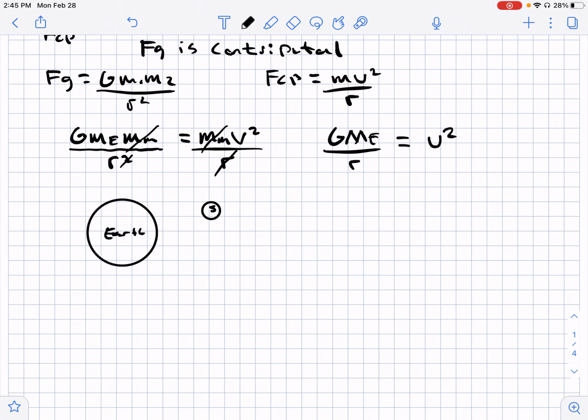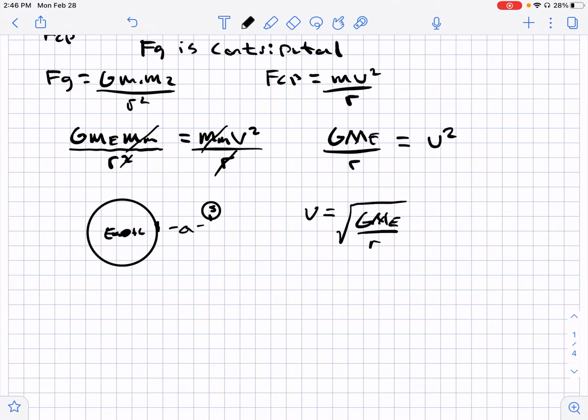Sometimes on your problems they'll tell you the altitude of the satellite. So it'll give you the distance from here to here. There's your altitude. And they're trying to get you to solve for the same thing. We would solve it the same way, where the velocity would end up being the square root of G times the mass of the Earth divided by the distance between them. But remember, the distance r has to be from the center. So from here to here is your r.